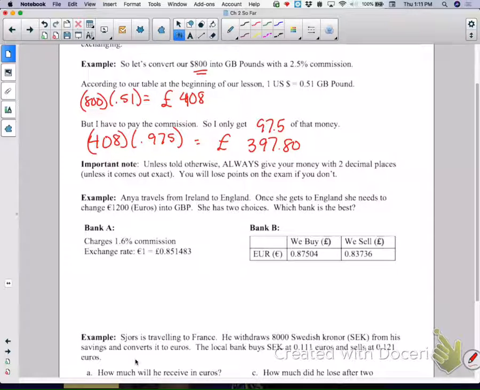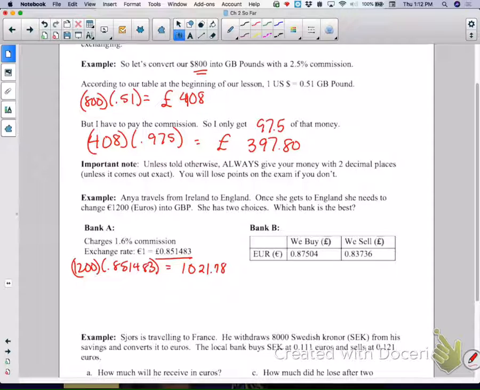Okay, so we've got our 1,200 euros. We've got our exchange rate here. So we're going to take 1,200 times the super long exchange rate. Now, I got this example from another book, so I'm not sure how many decimal places they normally go with for exchange rates, but this one has quite a few. That's going to be 1,021.78.